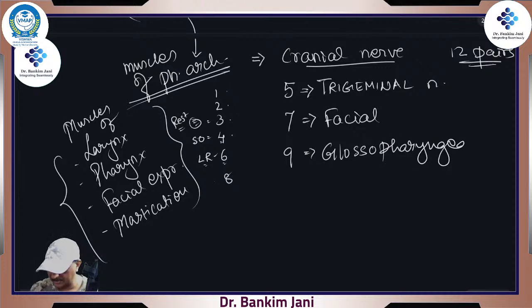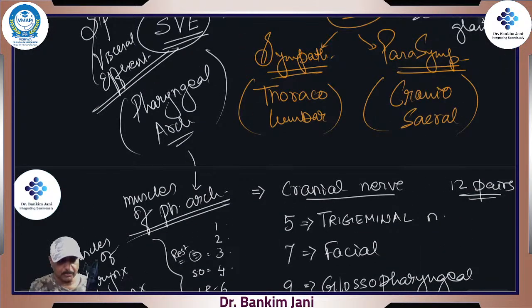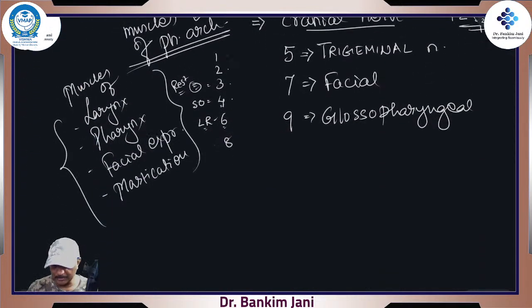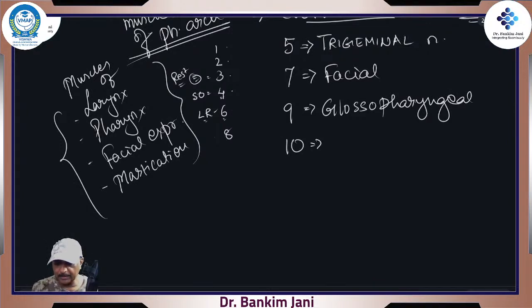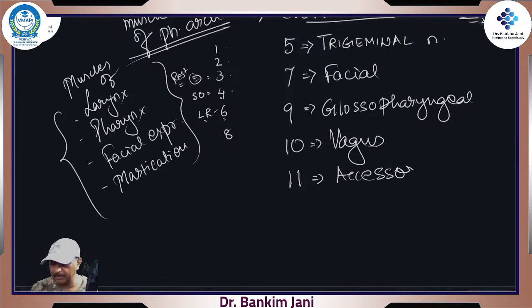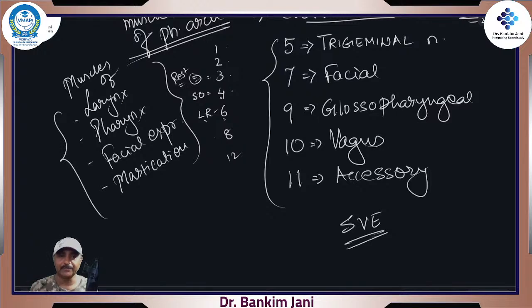So glossopharyngeal, yes, it is having that special visceral efferent, right? Then comes the vagus, all time great. And then the accessory, because these are the cranial nerves which will be handling all these: larynx, pharynx, facial expression, mastication. And the last one is the hypoglossal. So cranial nerves number 5, 7, 9, 10, and 11 are part of SVE, special visceral efferent, right?